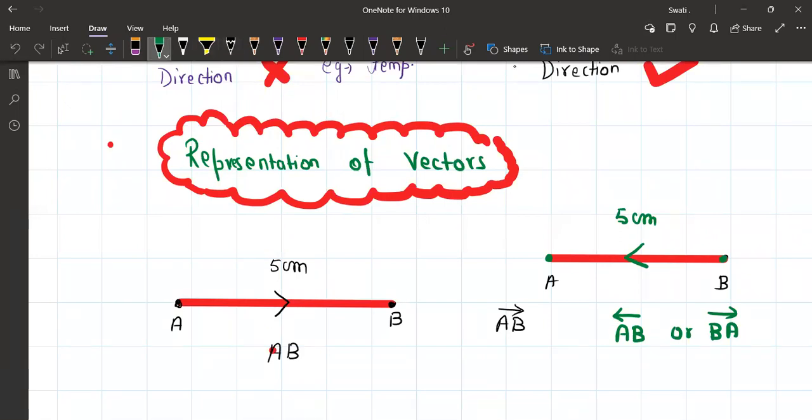Here, talking about this particular vector AB, and this particular vector BA or even AB with the opposite direction, you can simply say that AB and BA have the same magnitude. Maybe the line segment does not look the same, but imagine it is the same. It has the same magnitude, 5 centimeter and 5 centimeter. Both have the same magnitude, but opposite direction. This one is heading towards this, another one is heading towards this. So this is the representation of vector.